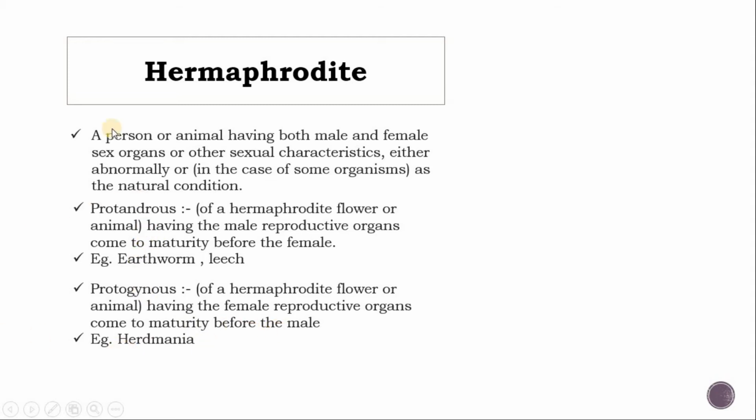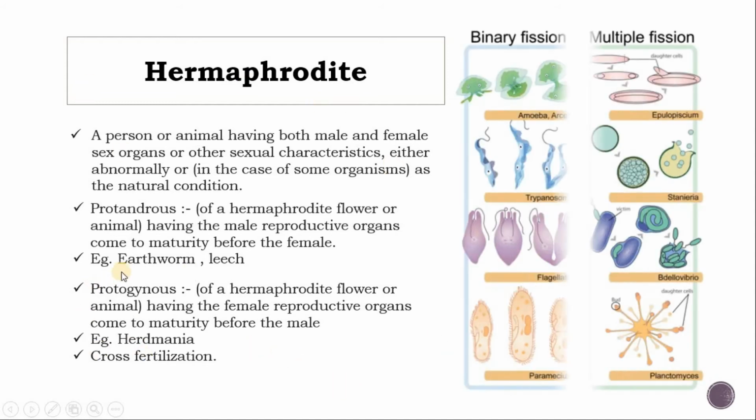In this condition, how does reproduction occur? Cross fertilization occurs and reproduction takes place in hermaphroditic animals. Here we can also see asexual reproduction by binary fission and multiple fission, in amoeba, arcella, trypanosoma, flagellata and paramecium. In binary fission, one cell differentiates and bifurcates into two new individuals. It is known as binary fission.